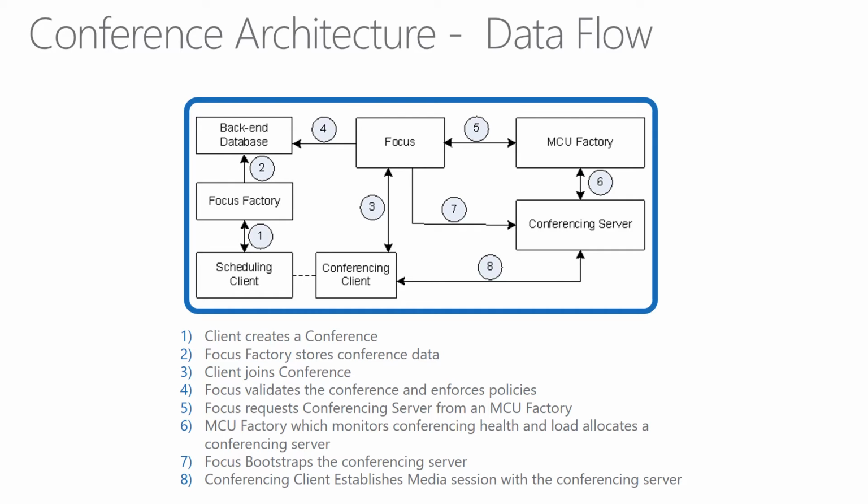4, the focus validates the conference and enforces policy, as well as authenticating the client prior to joining the conference. 5, the focus requests a conferencing server from an MCU factory. The MCU factory will take that request and make a determination as to which MCU it should pass back to the focus. Once this information has been passed back, the focus will bootstrap the conferencing server, and finally the conferencing client will establish a media session with the conferencing server.